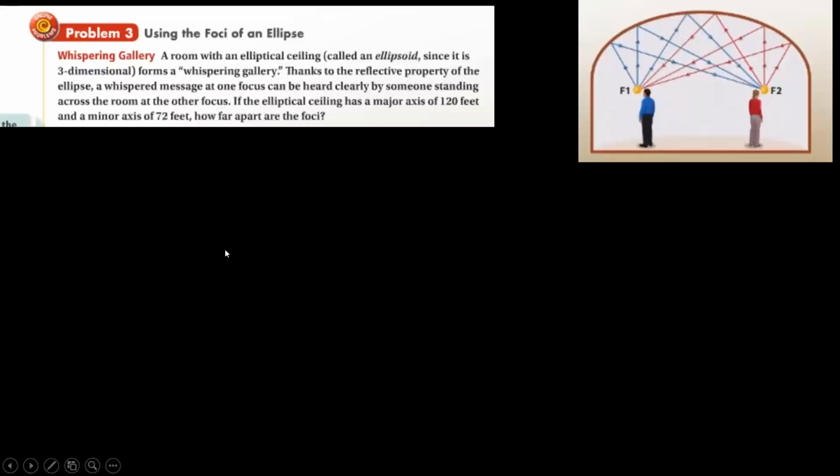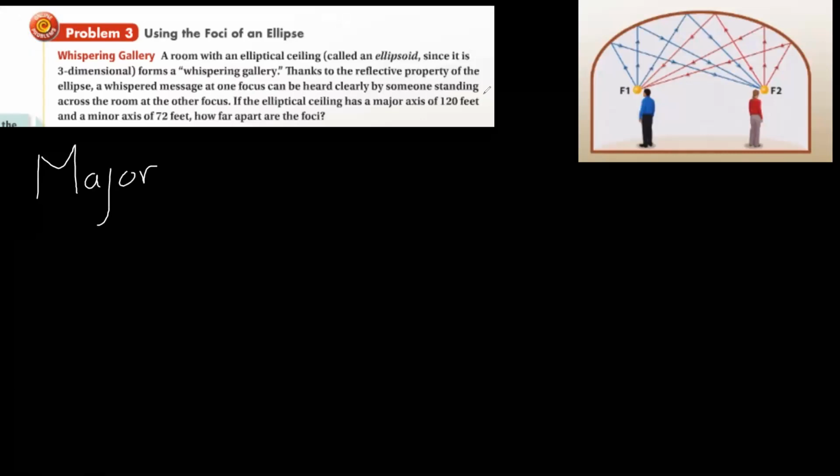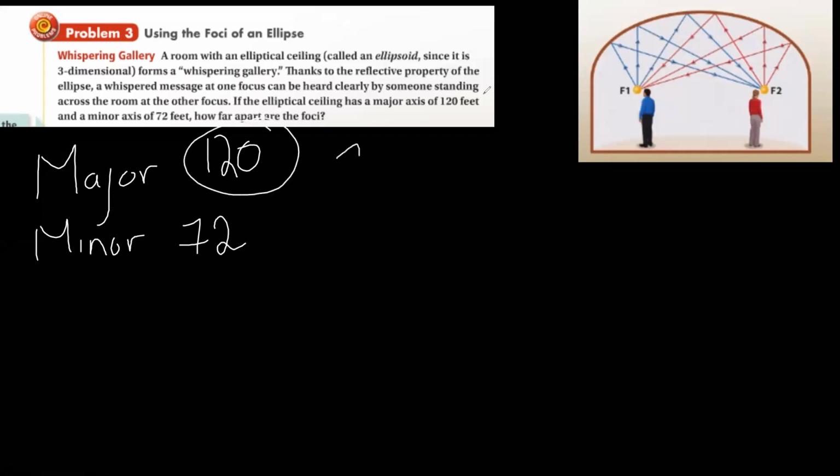Now let's go back to our question here. Here now, the major axis is 120, and the minor is 72. So I told you now that the length of the major is 2A. So what will A be? 60.